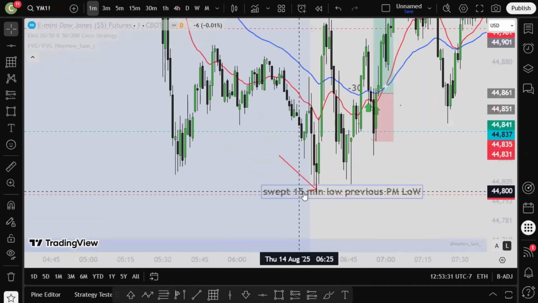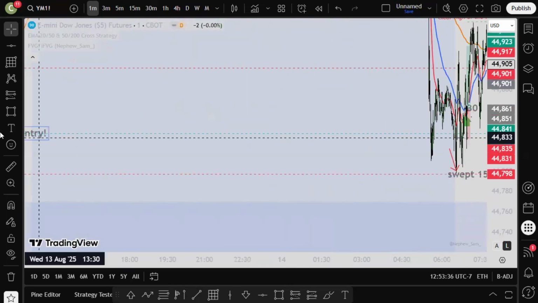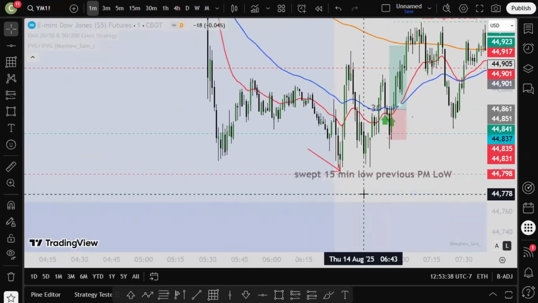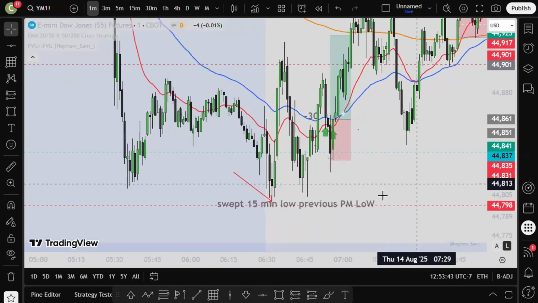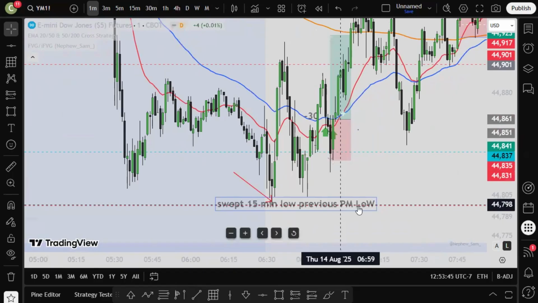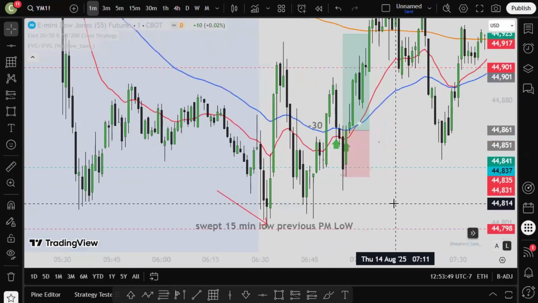We swept the 15-minute low of a session. That's the first rule. We're in this bullish gap here, so we have a bullish bias. You'd actually confirm your bias first, sorry. Then the second rule is a sweep of a session, right? You do. Now, what's the next rule?